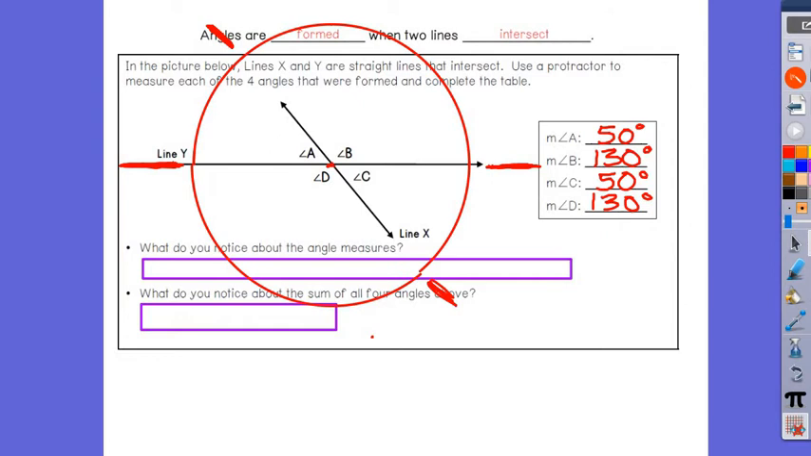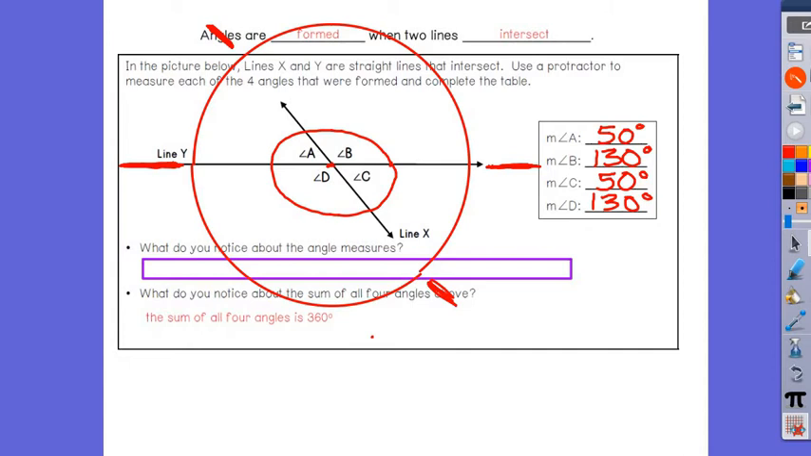So we have a question here. It says, what do you notice about the angles? Well, first, I have a perfect circle drawn now from my protractor. Notice, anytime I have intersecting lines like this, it's going to make a circle. So all my angles are adding up to a circle. How many degrees is a circle? 360. So that answers the question, what do you notice about the sum of all four angles? They add up to 360. All four of these added up gives me 360.